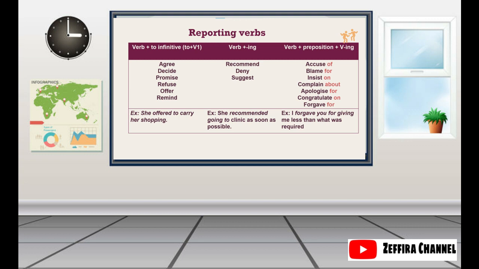And then the second category is the reporting verbs that are followed by the ing form of the verb, such as recommend, deny, and suggest. For example, she recommended going to the clinic as soon as possible. And the third form is the reporting verbs that are followed by prepositions, and after the prepositions, you follow them with the verb-ing. For example, accuse of, blame for, insist on, complain about, apologize for, congratulate on, and forgive for. For example, I forgave you for giving.